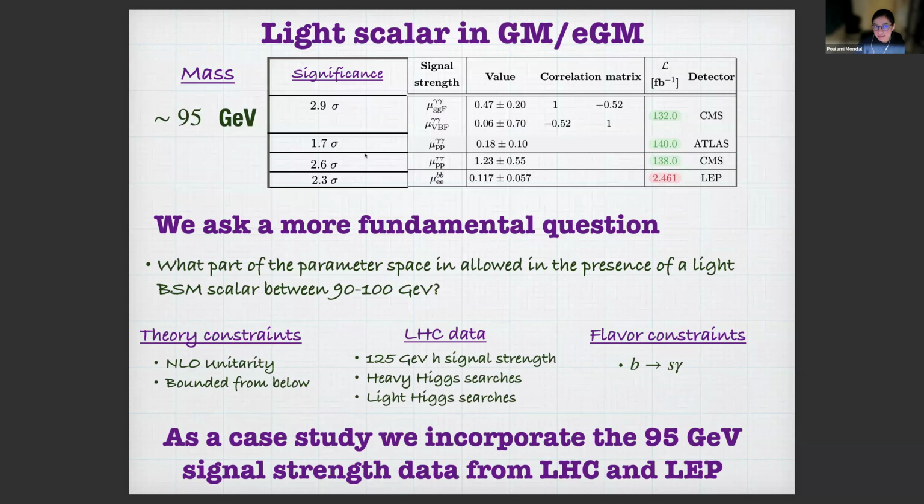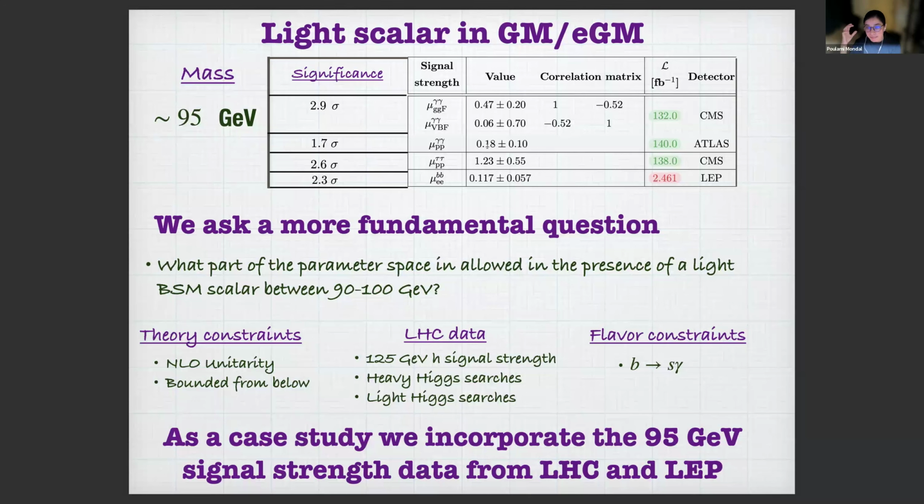Since recently, in the LHC they are showing many excesses, and one of the most studied, interesting candidates is a 95 GeV scalar. There are signatures of a 95 GeV scalar going to gamma gamma from CMS and ATLAS, and also from CMS a 95 going to tau tau. There is a signal strength mentioned in this CMS analysis, and also long back there were LEP results for 95 going to bb.